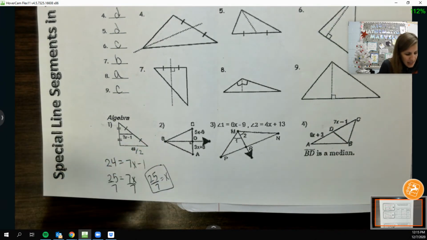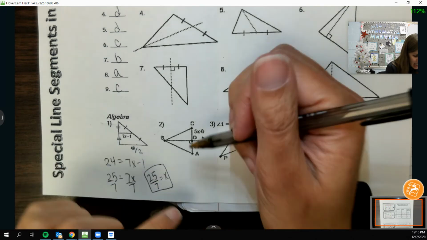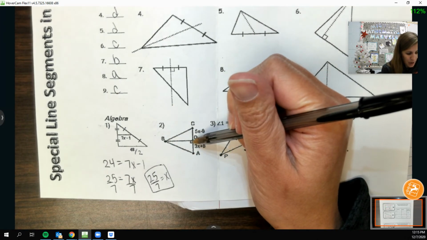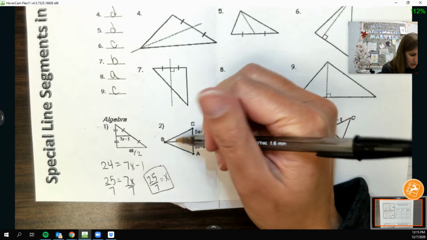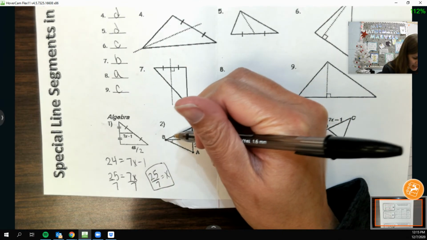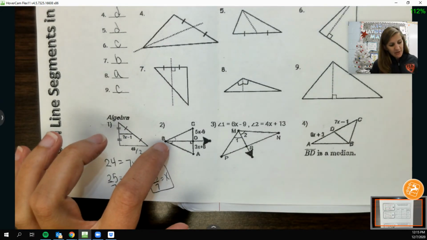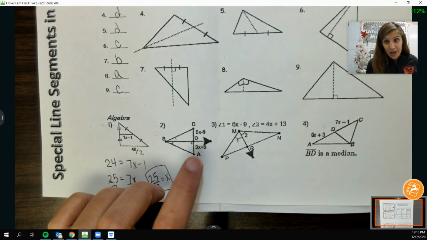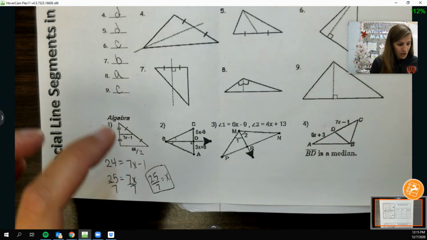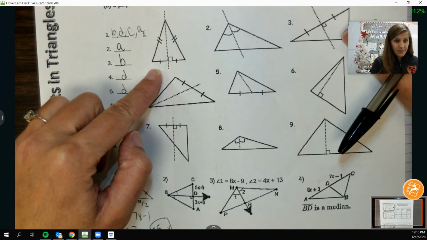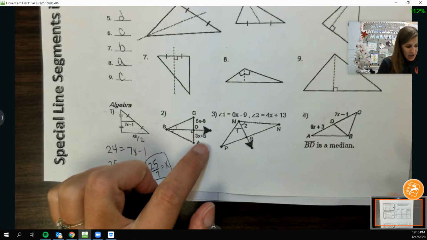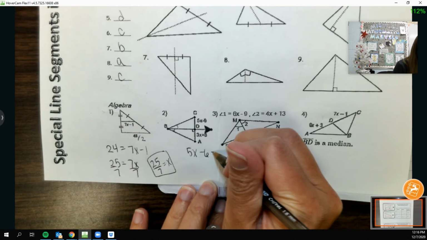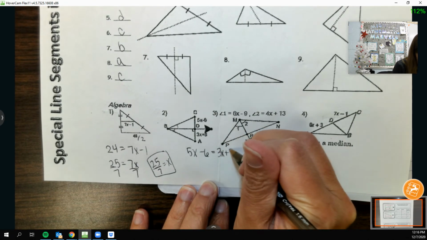Now, with number 2 here, I can tell that this is a perpendicular bisector because it is perpendicular. And I know it's super small, but these are congruent. And if that happens, if it's both an angle bisector and a perpendicular bisector, then it's kind of all of them. So that was like an example like number 1 up here. And so that would make these 2 things equal. So 5x minus 6 equals 3x plus 8.